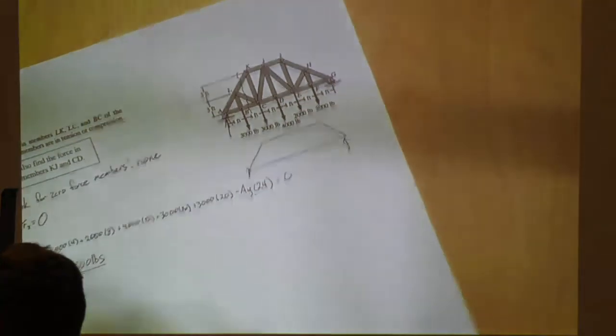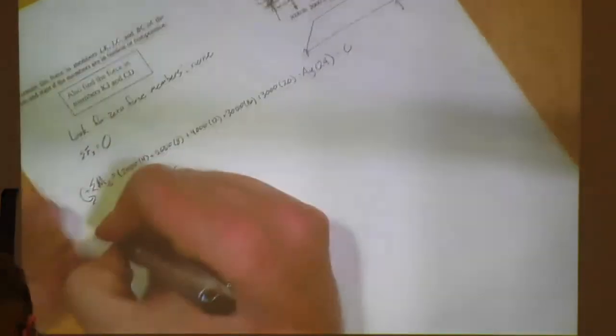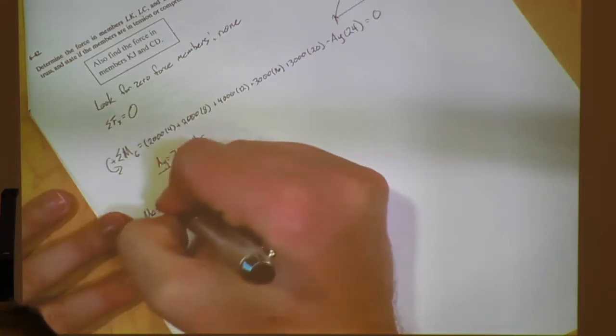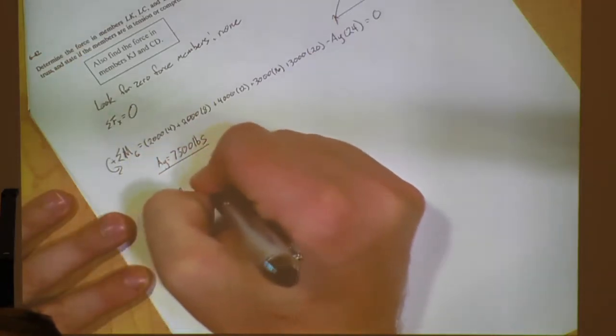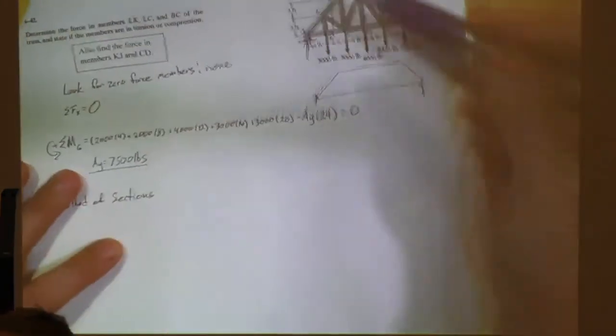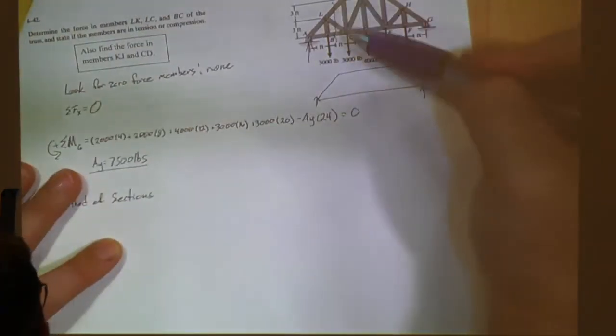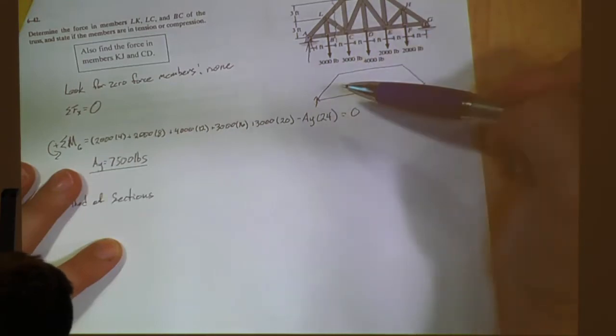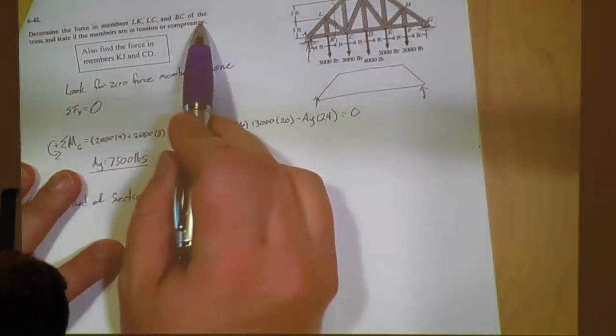But now we're going on to method of sections. We're going to take our method of sections down through LK, LC, and BC. Everything that they're asking for.